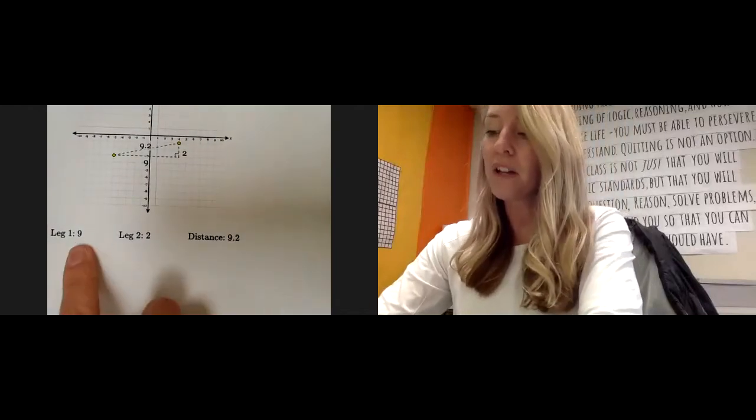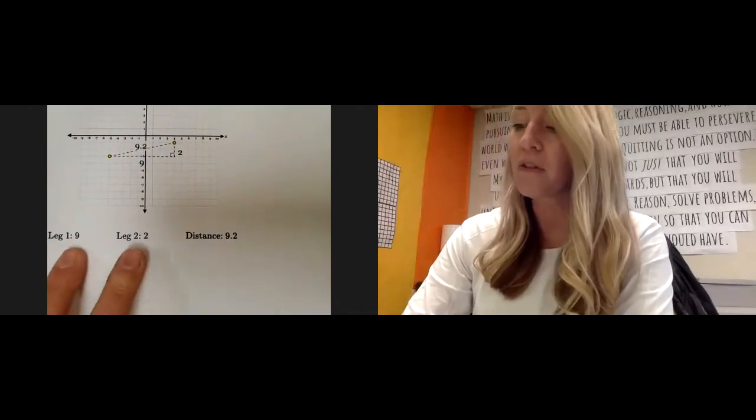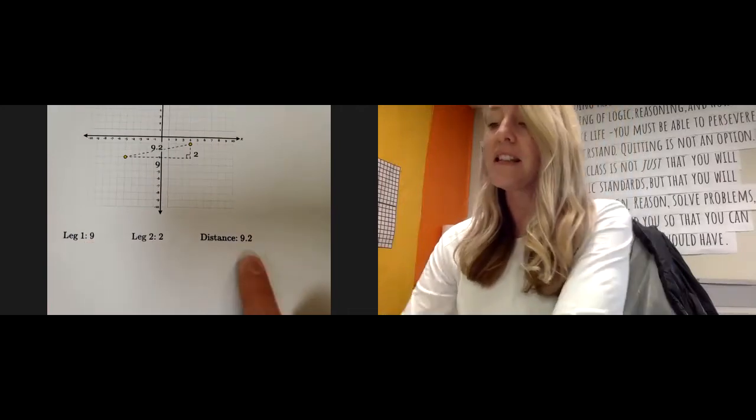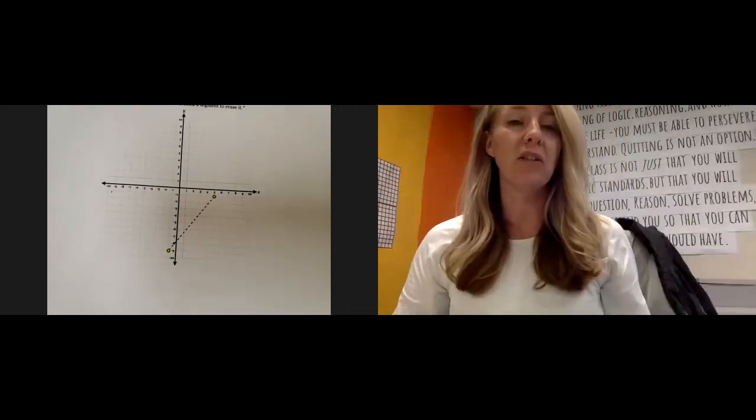And so you have to plug in the 2 legs. They don't care about the order. This could be 9, 2 or 2, 9. Okay, and then this distance is 9.2 if you rounded correctly.